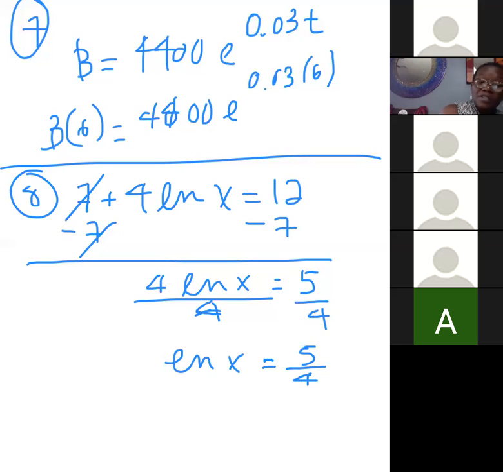We're going to convert this to an exponential equation. What's the base of the natural log? E. Yes. So this would become x equals e to the 5 over 4, guys. That's the exponential equation. And that's it.